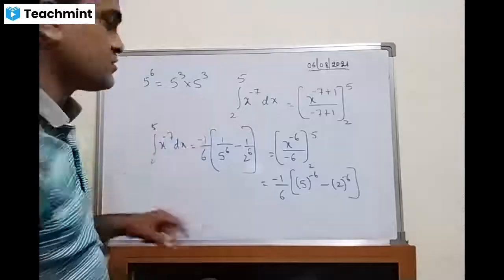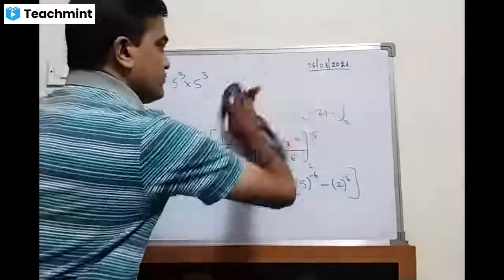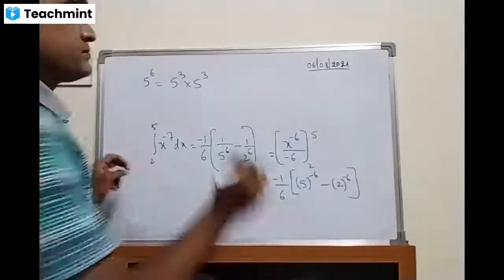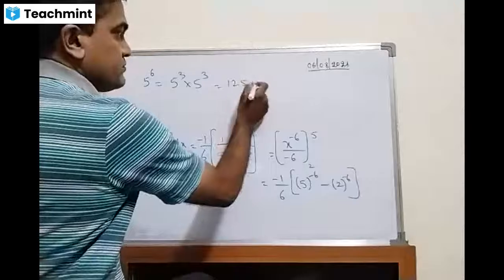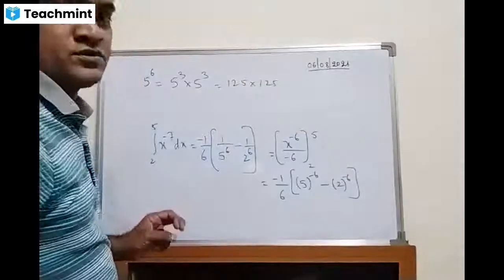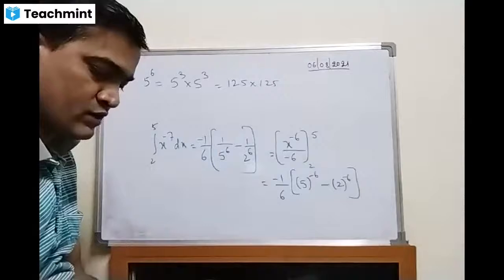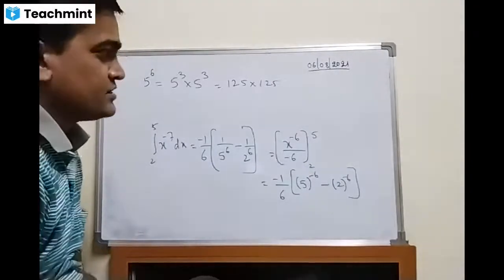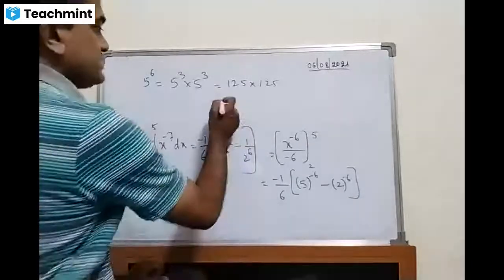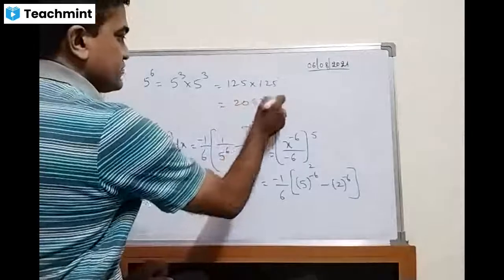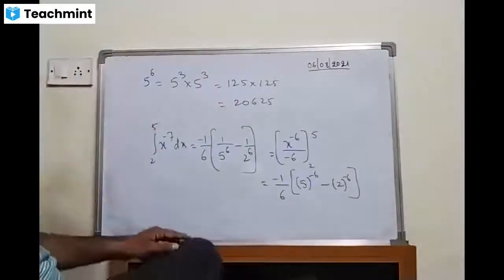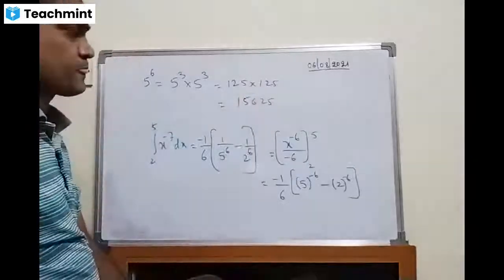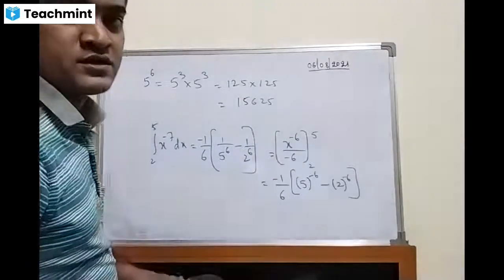But 5 to the power 3 is how much? 5 cube is 25 into 5, 125. So you need to calculate 125 into 125. That is 15,625. Yes, 15,625.